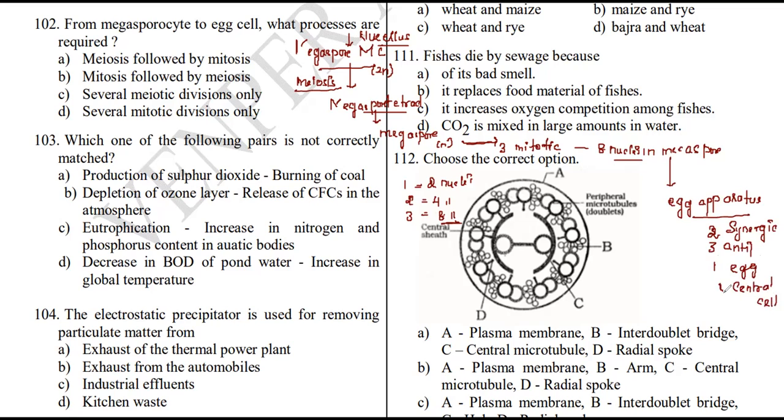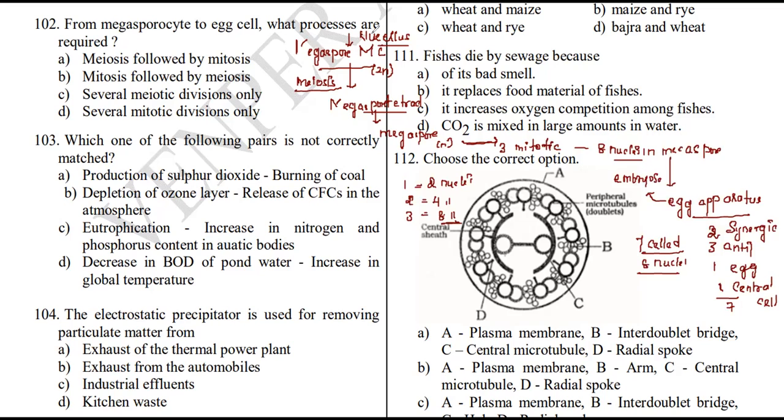So totally how many cells are present? 5, 6 and 7. So there are going to be 7 cells in the megaspore and there are going to be 8 nuclei. Now what happens to the egg apparatus? Now this egg apparatus gets changed into an embryo sac.